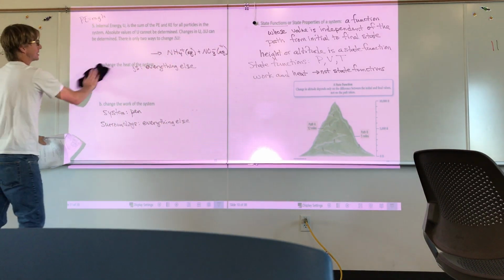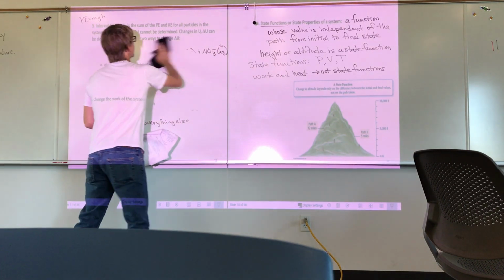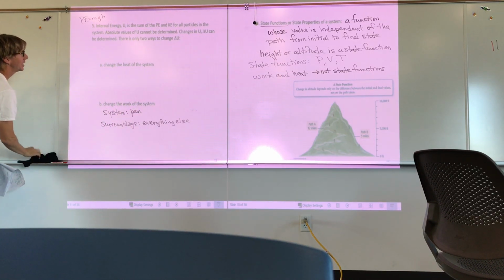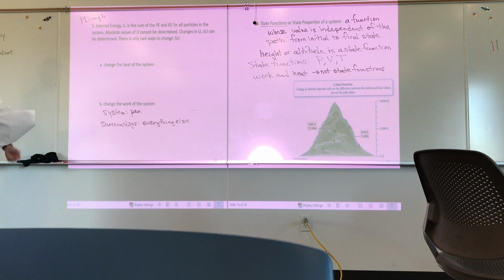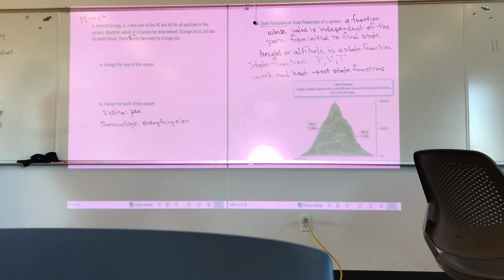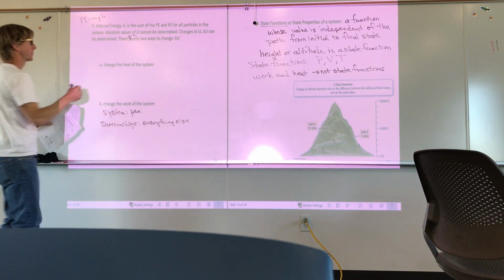Internal energy has the symbol U. It is the sum of the potential and kinetic energy of all particles in the system. Absolute values of U cannot be determined. Only changes in U, delta U, can be determined. There are only two ways to change delta U.